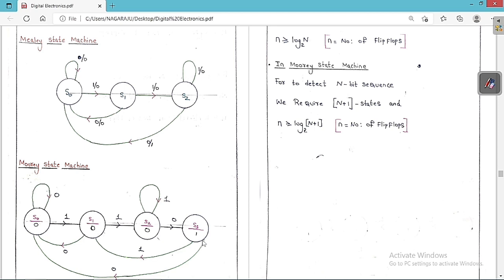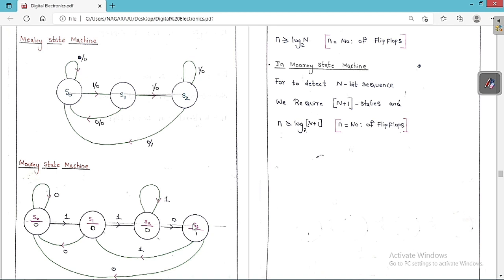If the input is 0, it goes to this initial state with an output of 0. So this is called the Mealy state machine. If you see clearly, the initial letters: E comes earlier than O in the English alphabet. So the Mealy state machine comes earlier than the Moore state machine. In Mealy the number of states is 3, but here in Moore the number of states is 4.